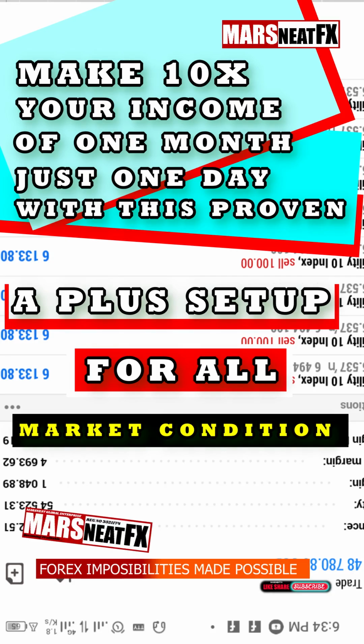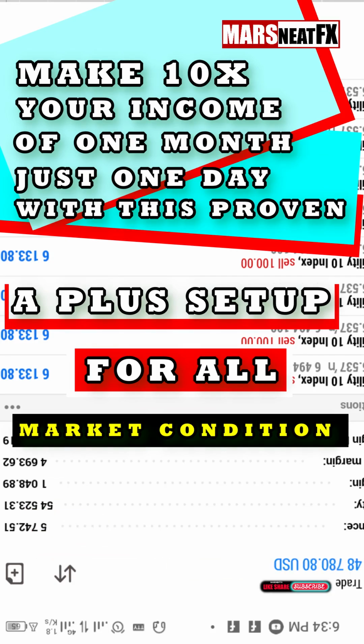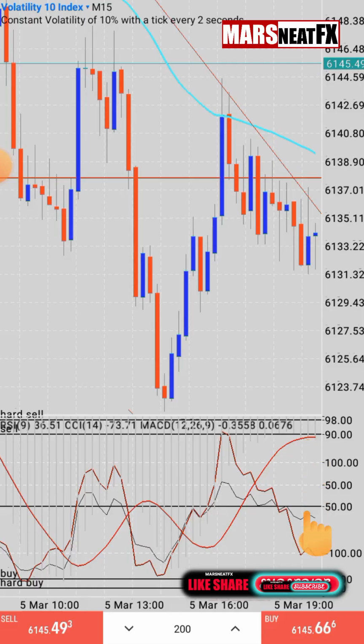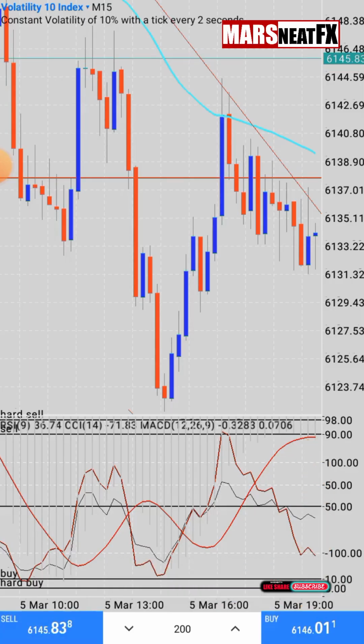I want to show you one of my A+ setups that I'm always looking at. If you have learned zones, support and resistance levels, major support and resistance levels, and how to identify them, even if you cannot pick those major levels, at least you should be able to pick zones. The easiest way I do it is this.